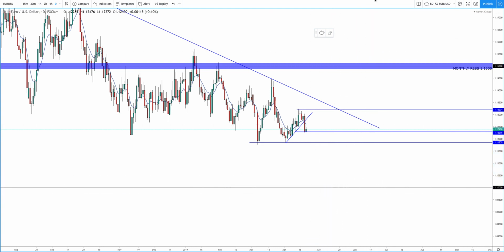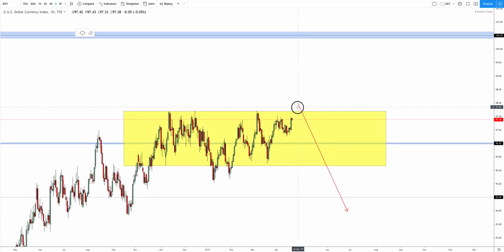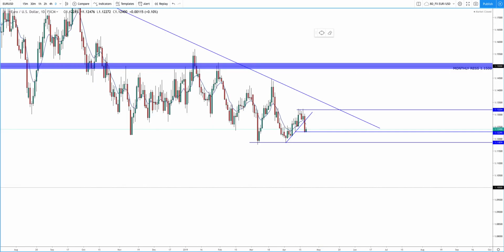Now, if we do actually fail to break out above here and actually retest the top and push back down, then I will be watching at Euro doing something similar, and maybe we might come down to retest this support and we might push back up to the upside. So you have to have both scenarios in your mind, and that things can change at any minute. But that's what I'm looking at on Euro USD.